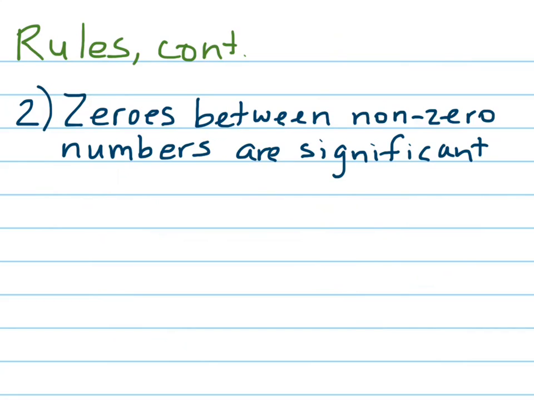The second rule is that zeros between non-zero numbers are significant. So let me show you an example. If I have 2,108, I have a 0 in the middle of that number. It's between two numbers that are non-zero numbers. It's between a 1 and an 8. So I know that that 0 is significant. It has meaning in my measurement. So I count all 4 of those numbers as significant. So I have 4 significant figures.